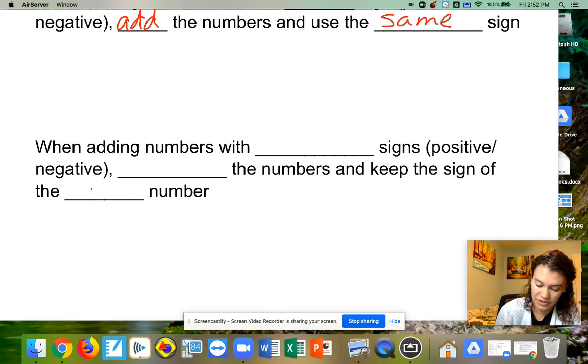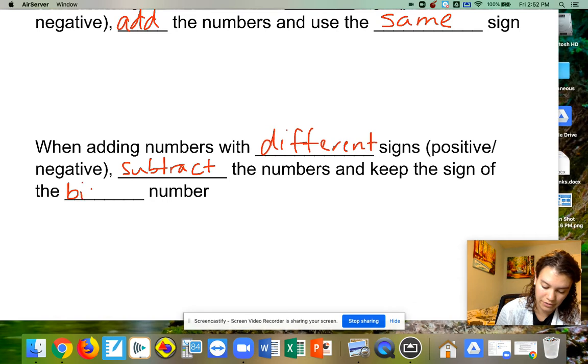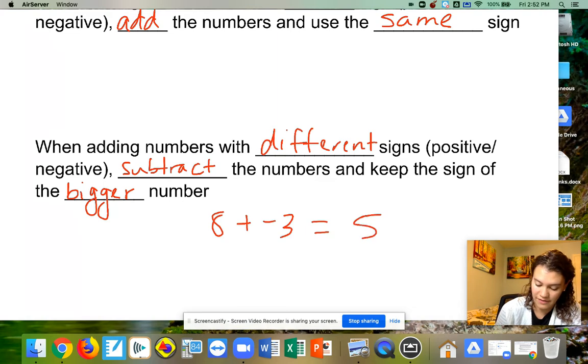When you're adding numbers with different signs, you want to subtract the numbers and then keep the sign of the bigger number. So like if you're doing 8 plus a negative 3, subtract those two, you get 5, and that's going to be a positive 5 because 8 is bigger than 3.